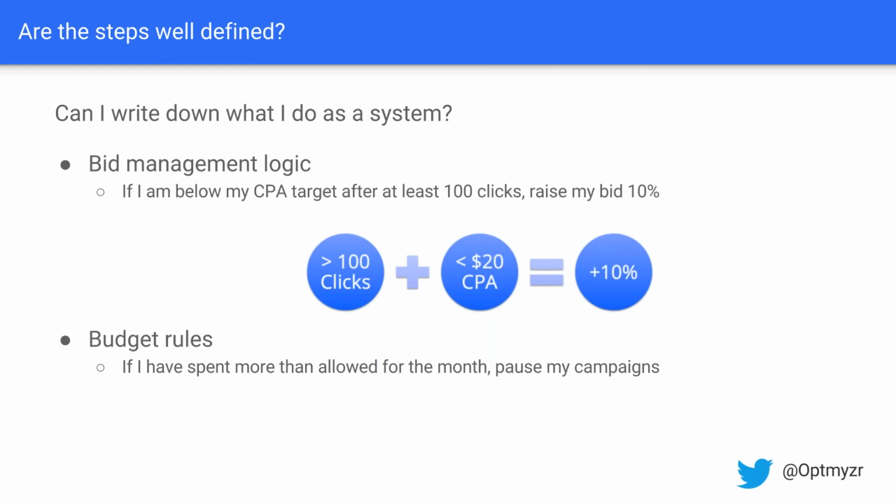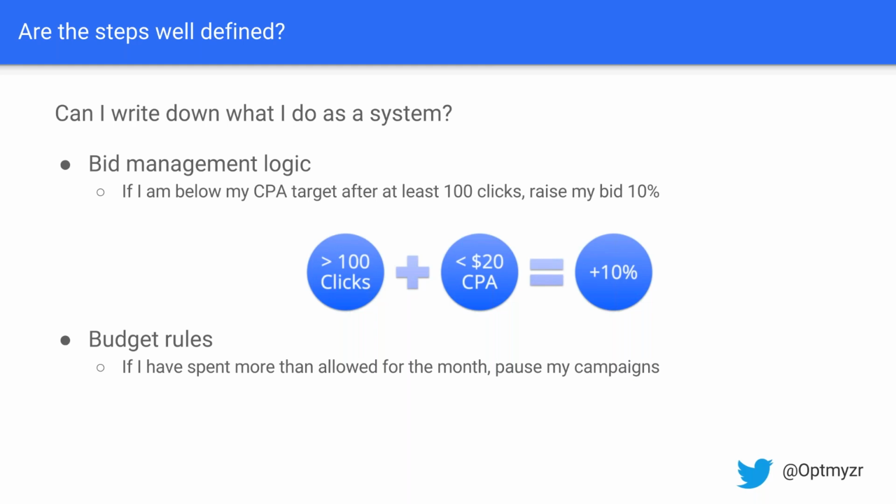Okay, so then the other thing: what can you really automate? Usually that means, can I write down what I do as a bit of a system? Bid management is often automated because most people can write down what their bid management logic is. As a very simple example, if I have at least 100 clicks, and at the same time my CPA is under $20, then that's a good thing, and I'm happy to raise my bids by some percentage. Again, very simple. You probably want to do more sophisticated bid management, but it illustrates the fact that you can actually write down as a process how you go through it.